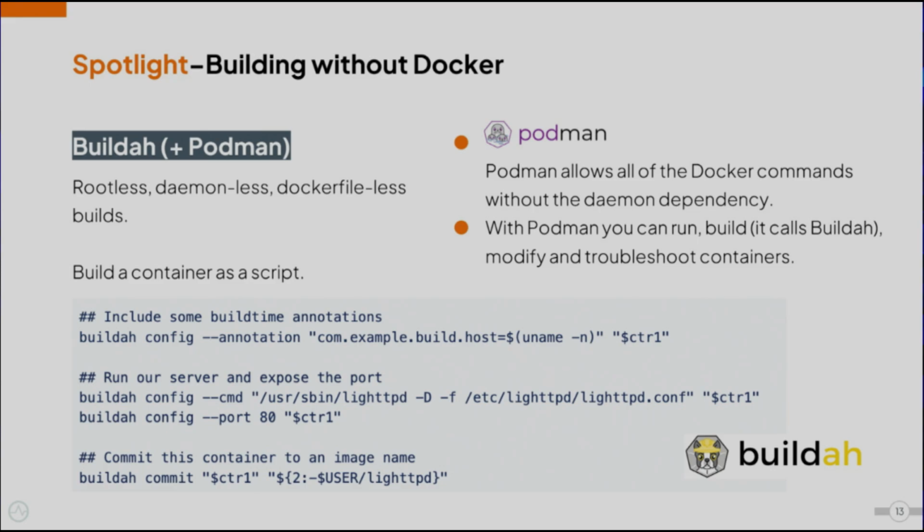Now this is a snippet from a much larger file, but you can just write whatever, it executes as a script, and you can just say build a commit, and that writes an OCI-compliant image. And you can take that image and run it on Docker, or on Kubernetes or Podman. And that's where Podman comes into play. Buildah can only build containers.